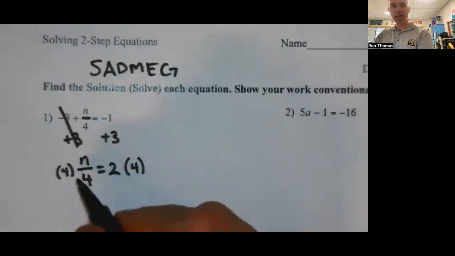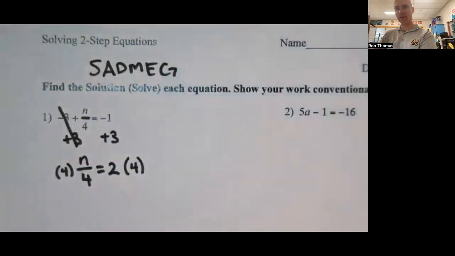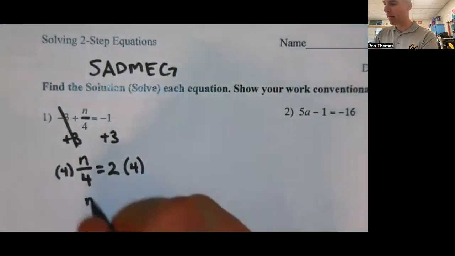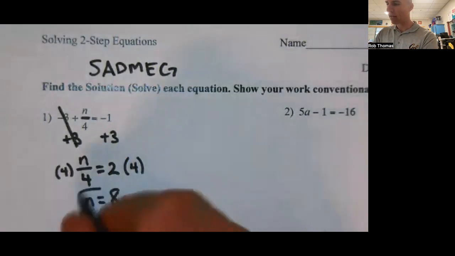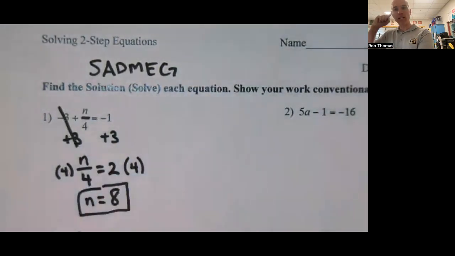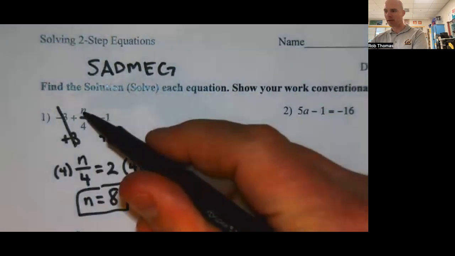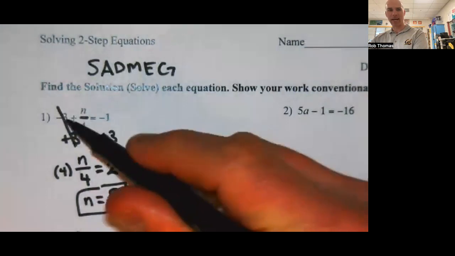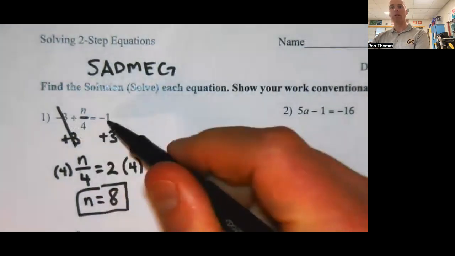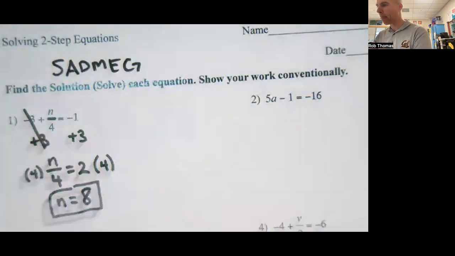So what we get here is 4n divided by 4. The 4s cancel out and make a 1. So we have 1n equals 2 times 4 is 8. And you could mentally go back and verify real quick. If I put an 8 for n, let's see here, 8 divided by 4 is 2. If I add that to -3, I would indeed get -1. So verified. I didn't write it, but I did it in my head.